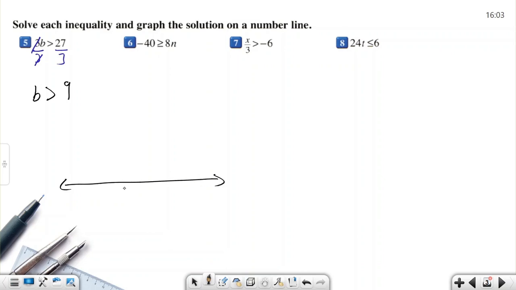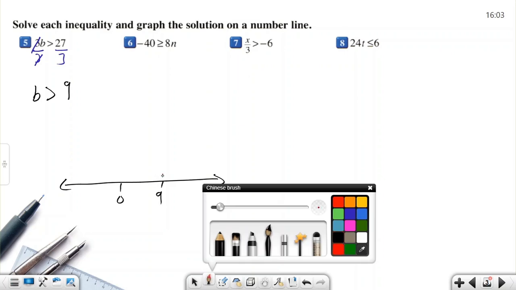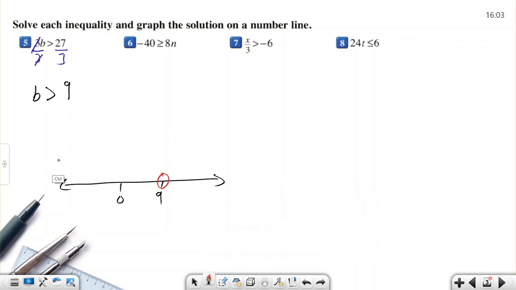So it's the same as the previous one. 0, and 9 is here, and you see 9 is not included in the solution. There is no equal sign, just the small line. So all numbers greater than 9 are included in our solution, such as 10, 11, 30 and 9.1, 9.2, 10.7, all decimals and fractions. These are all to the right side of the number line and they are included in our solution. That's what we call the solution set.